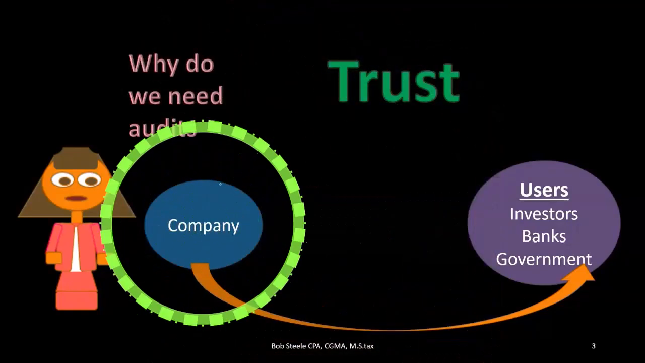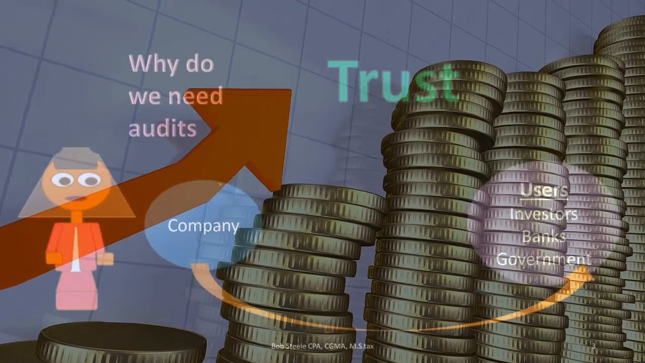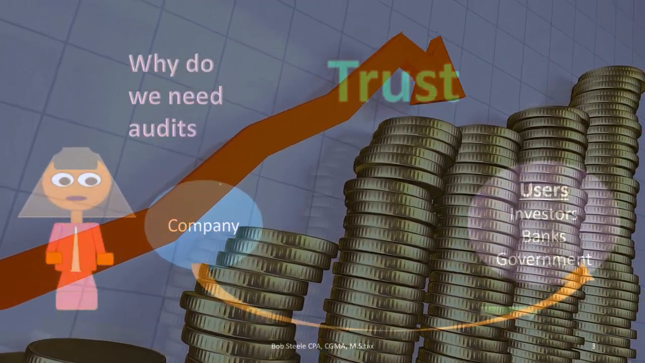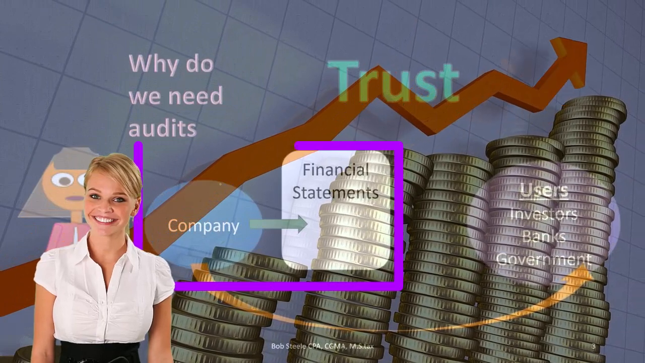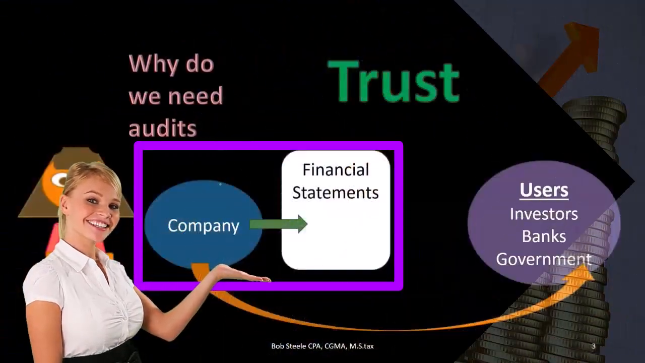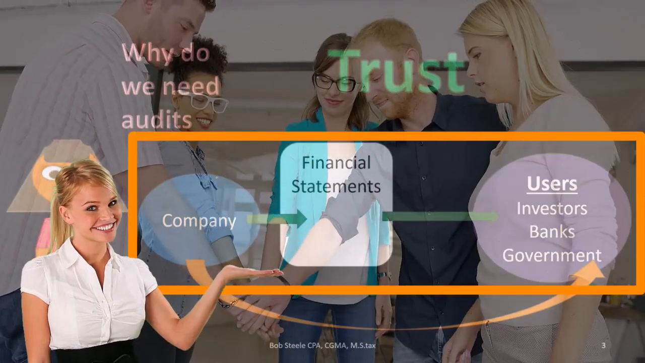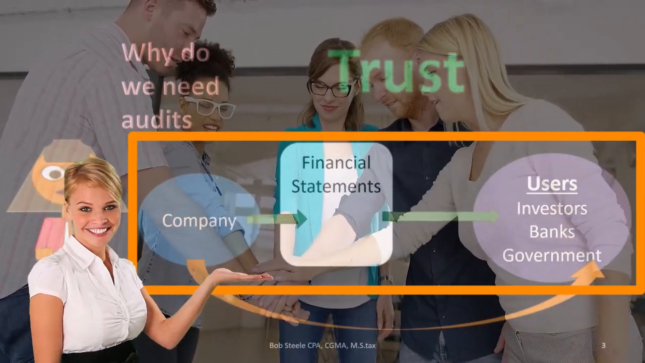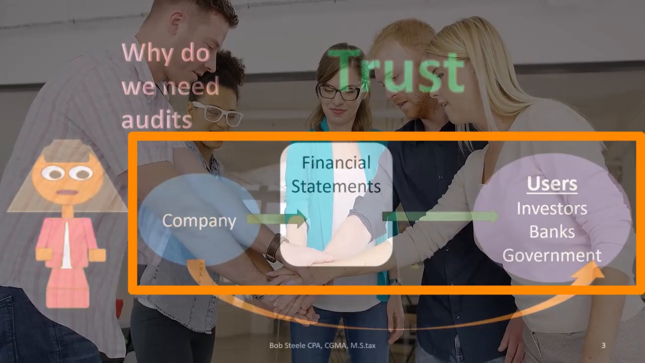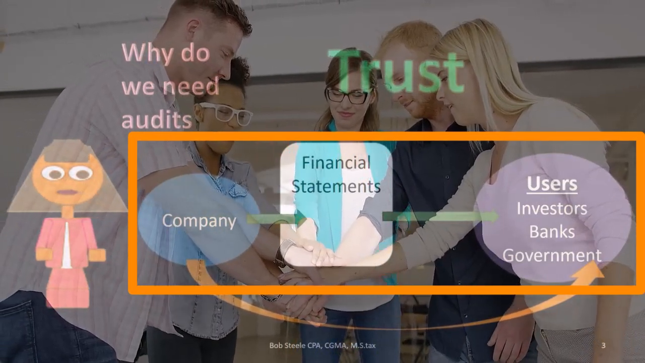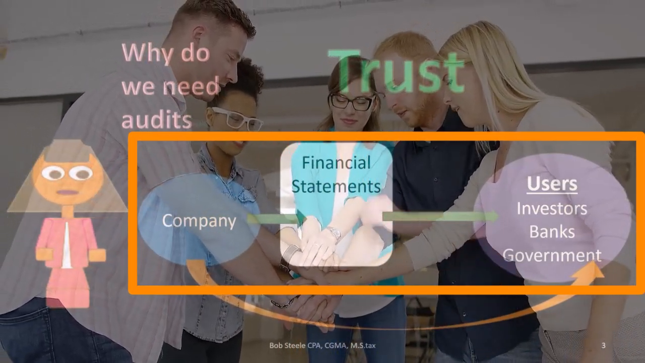So what can the company do to give more trust? Well, the investors, the bank, the government are going to ask for, of course, financial statements. They're going to say, hey, why don't you give us some financial statements? Tell us what your profitability is. Tell us how you're doing. And then we're more likely to give you what we want. We can do business then. The investors can then put in money and invest. The banks could give the loan. The government can process their taxes.